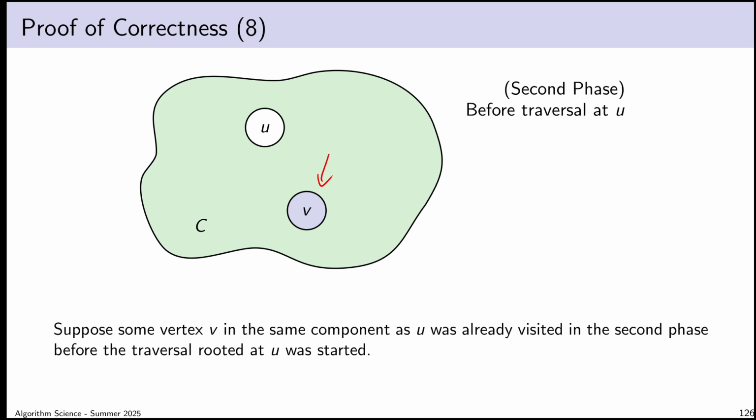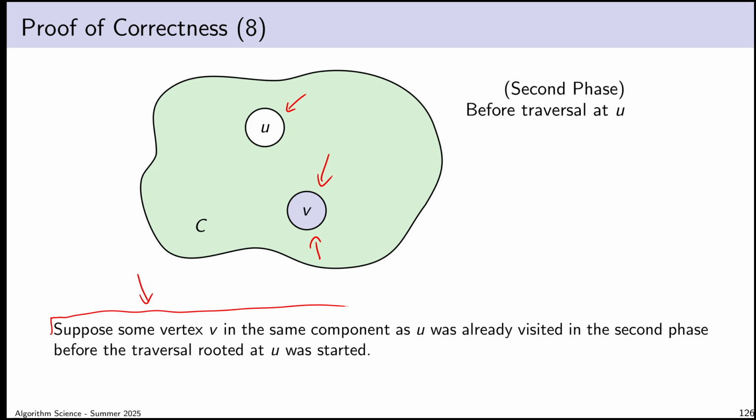The problem was this. Suppose there is some vertex in the component that was already visited before I started my traversal at vertex U. This assumption got us into all kinds of trouble, and we found that because a contradiction occurred, this is impossible. And therefore, if I begin a traversal at vertex U, I can assume that all of the other vertices in the same component as vertex U are not yet visited.